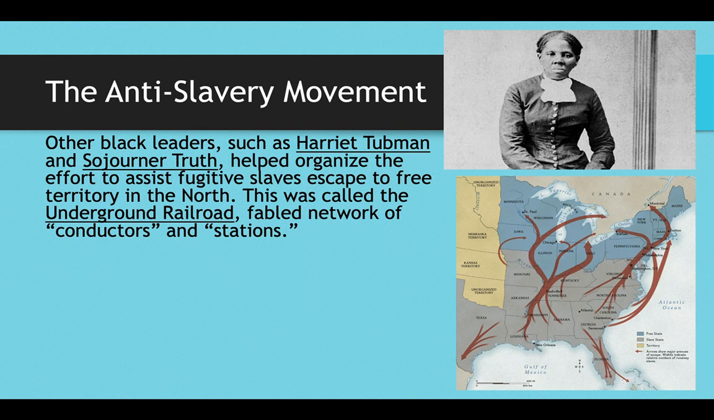Other black leaders, such as Harriet Tubman and Sojourner Truth, helped to organize the effort to assist fugitive slaves, help them escape to free territory in the North.